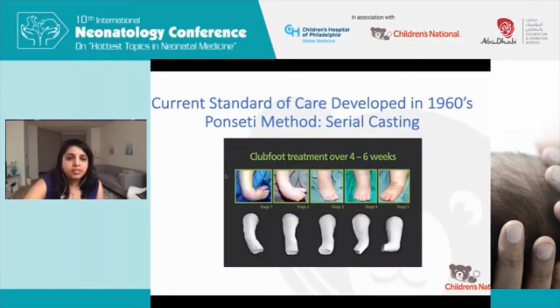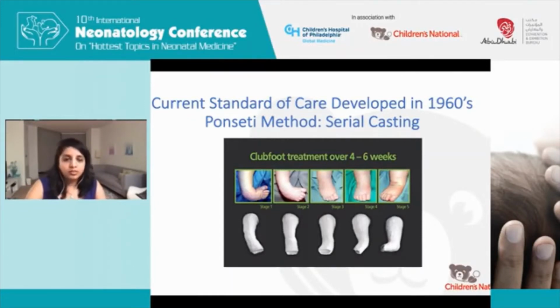So the current standard of care to treat clubfoot is called the Ponseti method. And it was developed by a surgeon in Iowa, Dr. Ponseti. And what he realized is that they used to do surgery for this, and doing surgery in a little baby really leads to a lot of scarring and problems later on. And so what he realized is that you can actually serial cast these infants.